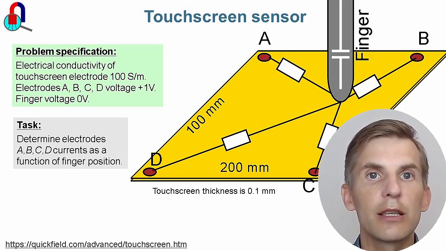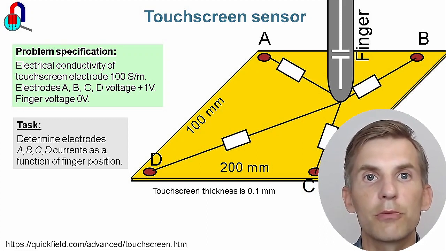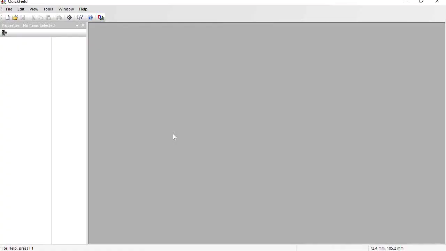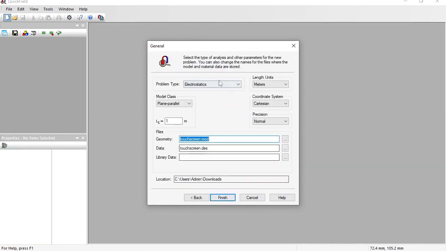I am going to simulate this device using the two-dimensional DC conduction model of QuickField. Okay, let's start QuickField now. In QuickField, I create a new problem, touch screen. Next. Problem type is DC conduction. Model class is plane parallel. Length units are millimeters, and the screen thickness is 0.1 millimeter. Finish.